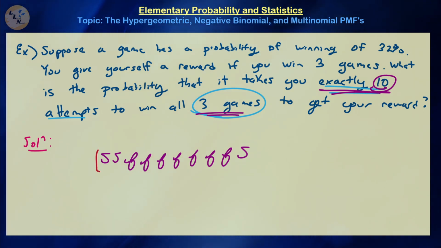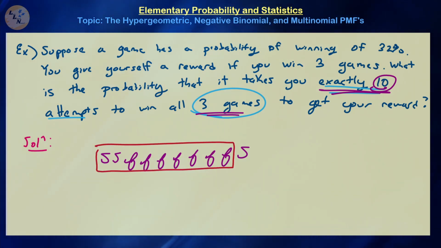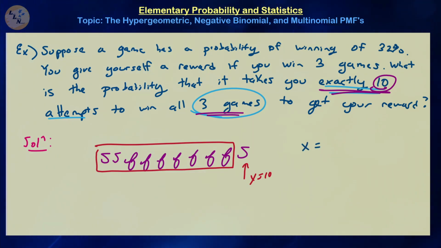Now keep in mind these 2 successes could literally be anywhere in this permutation, therefore we need to rearrange them in order to account for all of the possible scenarios where we get our 3rd success on x equal to 10. So this is indeed a negative binomial distribution problem. So we know that x is going to be equal to 10, the number of successes that we want is 3, and the probability of success for winning any of these games is 0.32.